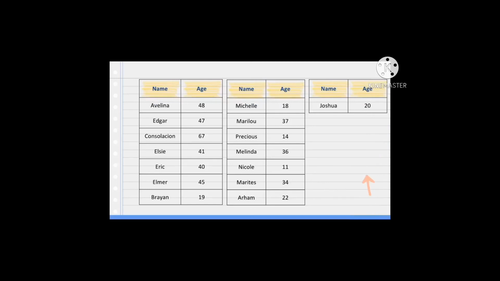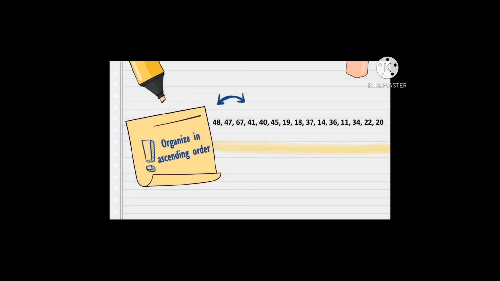This table shows the name and the age of my respondents. My respondents are just nearby to me, so I just asked them personally. After that, I listed their ages and organized them in ascending order. Now, we will solve the following measures of positions.